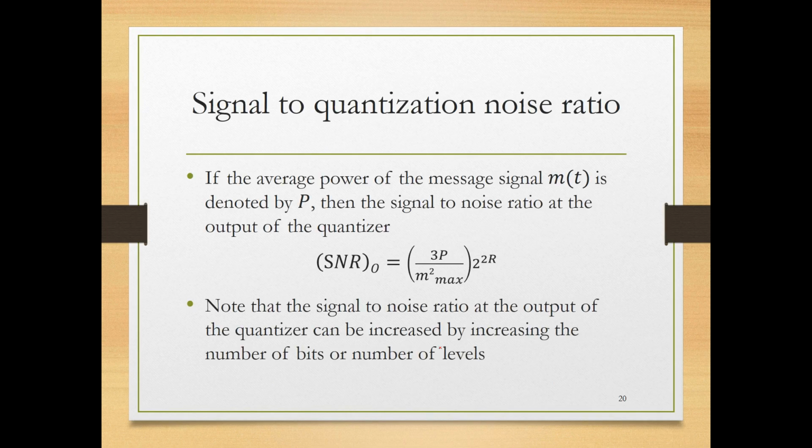Now, having calculated the variance of the noise, which is the power of the noise, in the denominator, to find the value of the SNR, you just need to know the power of the message divided by the variance of the noise that we have just calculated, and then you end up finding the signal to noise ratio of your signal due to your quantization. So if the average power of the message signal m(t) is denoted by P, then the signal to noise ratio at the output of the quantizer is equal to 3P over m max square multiplied by 2 to power 2r. This is nothing but the power P over the variance of the noise.